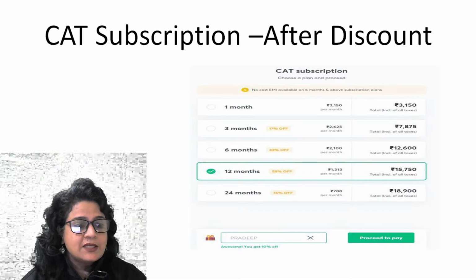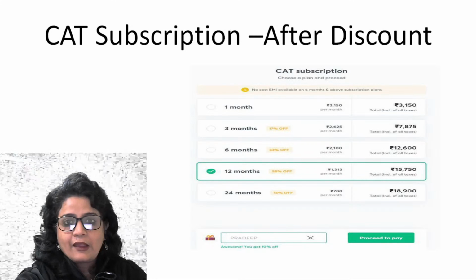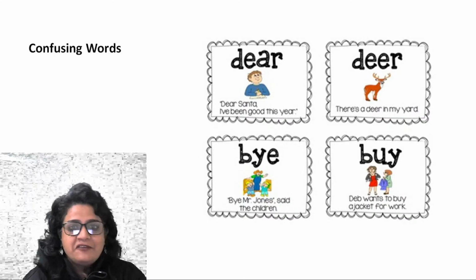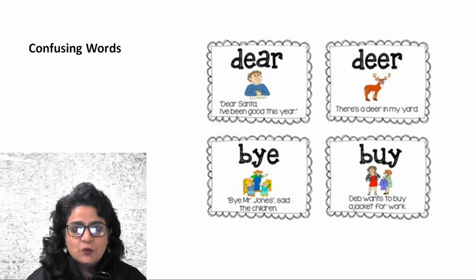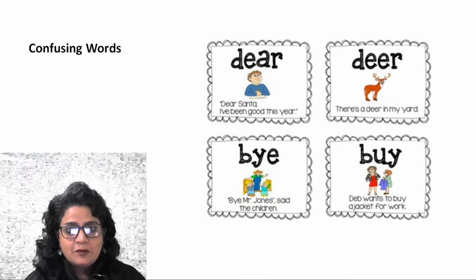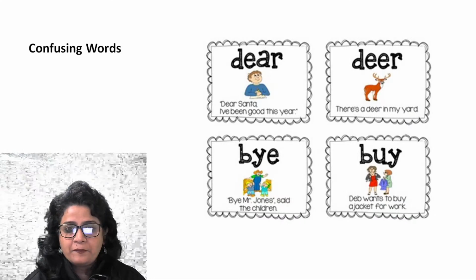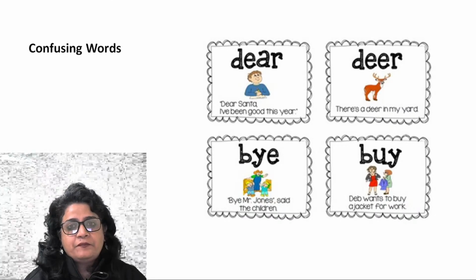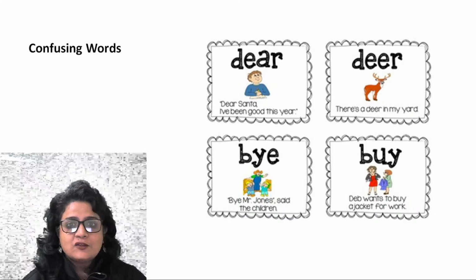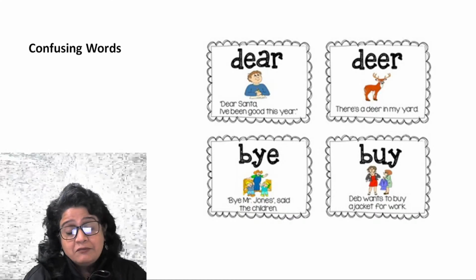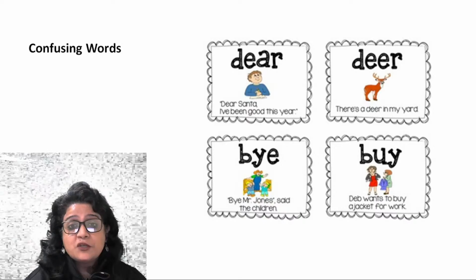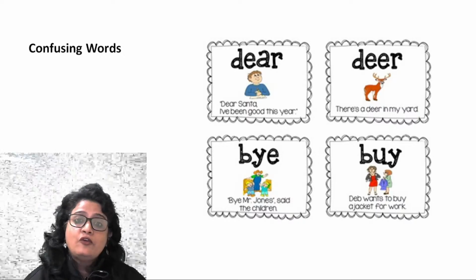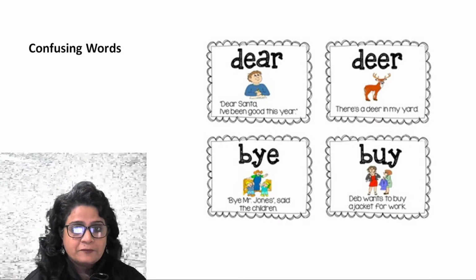Let's start with today's session, that is confusing words. Now this slide is self-explanatory. You have two words, dear and deer, both pronounced the same way, or buy and by. So the spelling is different, but the pronunciation is the same. Meaning is different, and so spelling is also different, right? But because of the pronunciation, you may get confused about which word you are actually using. And if you don't have clarity about their spelling, you may end up writing the wrong word, all right?